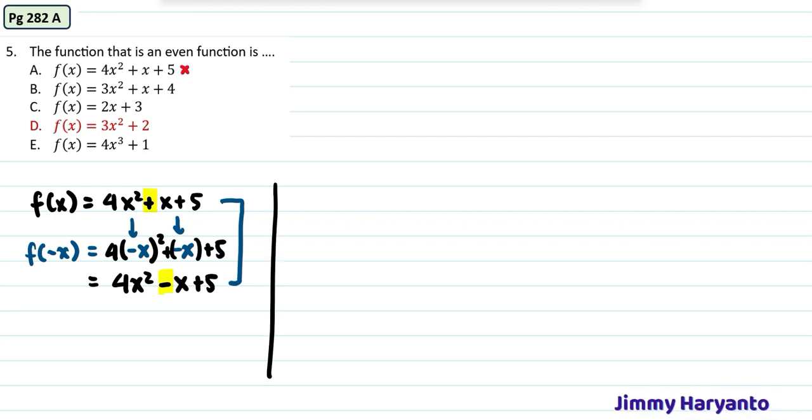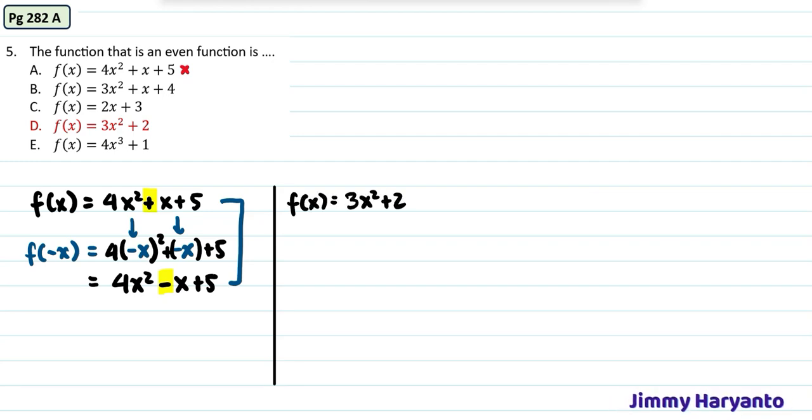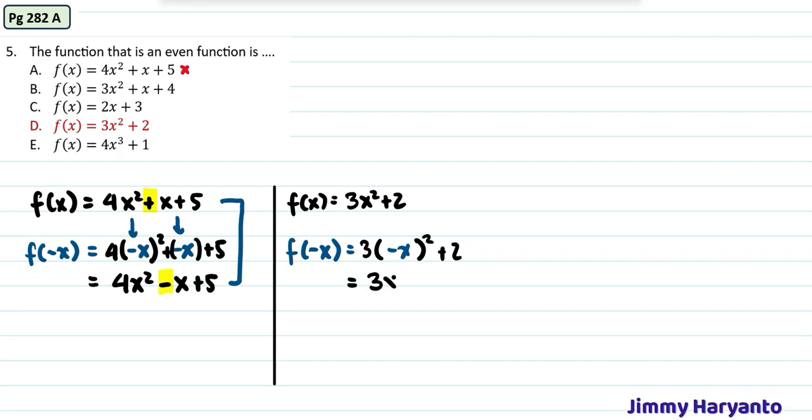Let's prove D. For the D, we have f(x) equals 3x squared plus 2. It means the f negative x will be 3 times negative x, squared, plus 2, which equals 3x squared plus 2. So they are the same. That means this one is an even function.